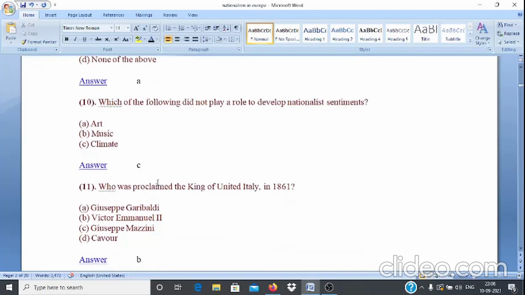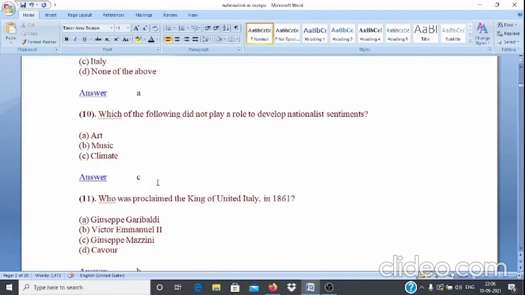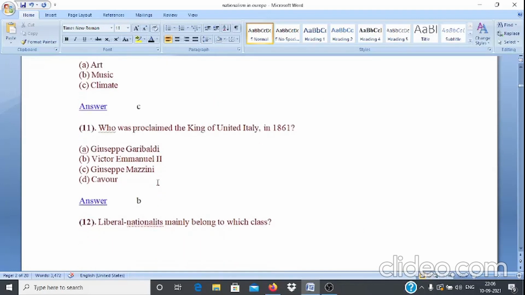Question number 10. Which of the following did not play a role to develop nationalist sentiments? A. Art, B. Music, C. Climate, and answer is option C, that is climate.